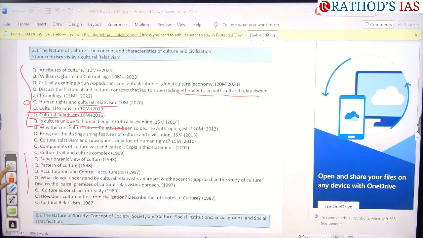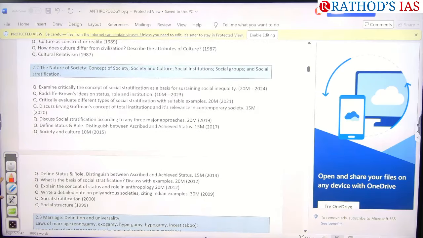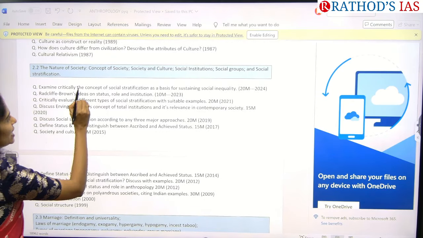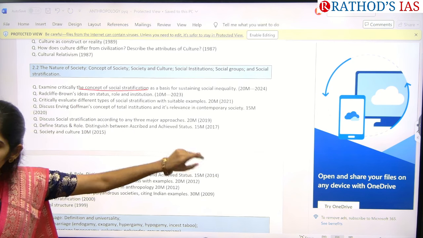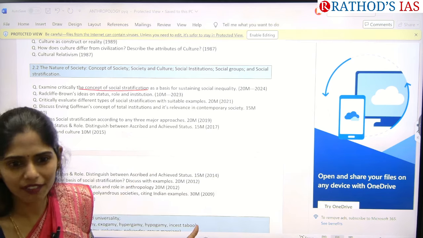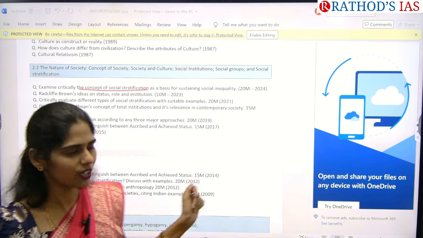Okay. Next one is society. In society they asked about the concept of social stratification, and why it is linked to social inequality. It is a concept that you will be reading in your governance paper, apart from anthropology.